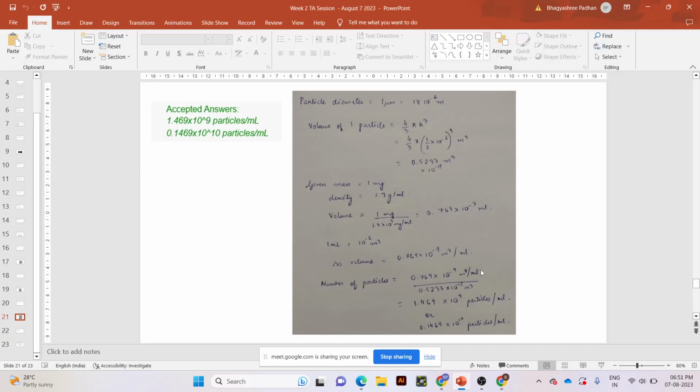So the number of particles would be 0.769 into 10 power minus 9 meter cube per ml by the individual particle volume 0.5233 into 10 power minus 18 meter cube, which will give you 1.469 into 10 power 9 particles per ml, or it can also be written as 0.1469 into 10 power 10 particles per ml. I hope the answer was clear.